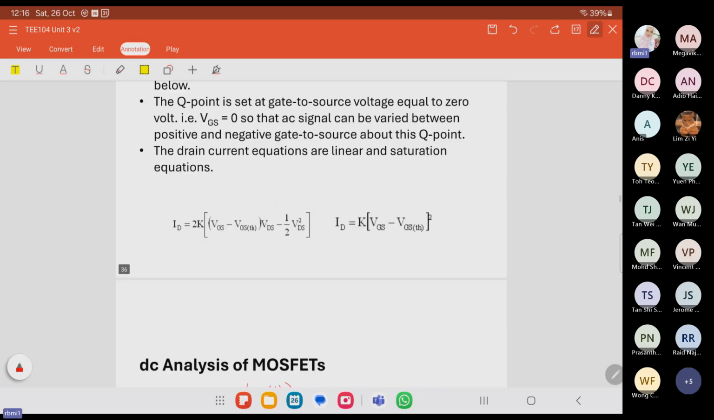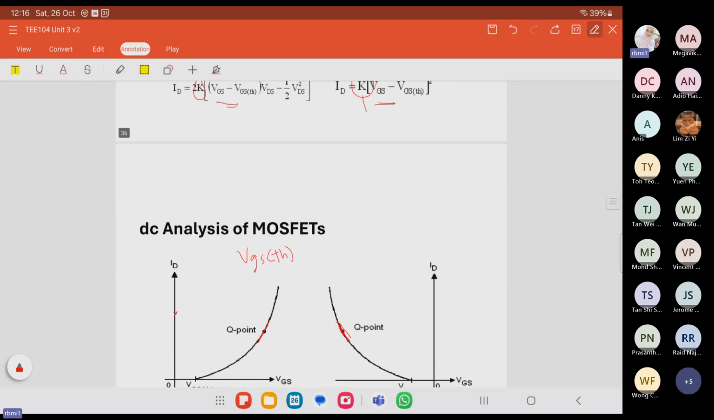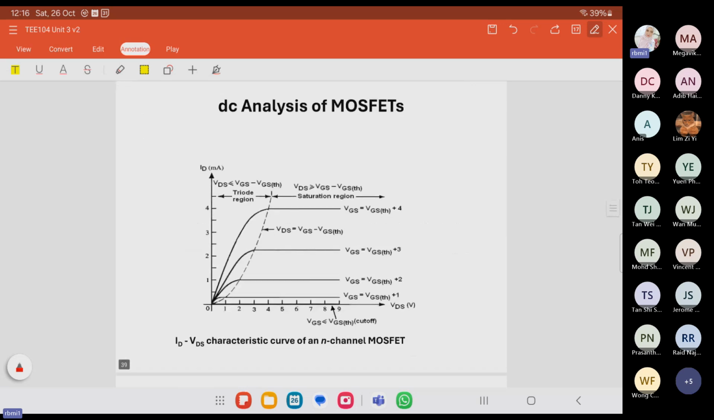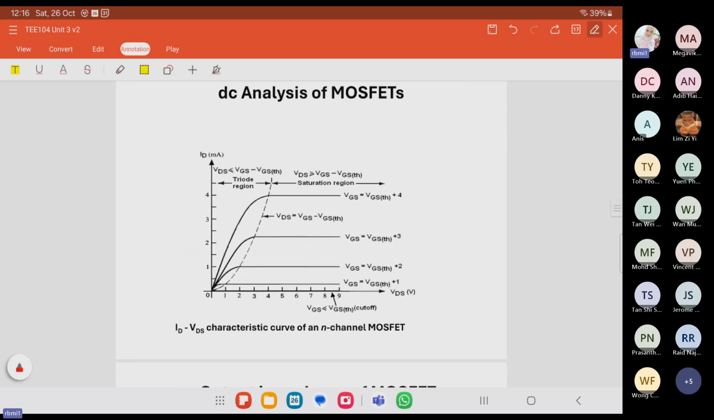Okay, let's see these expressions for the drain current. This is at the linear region. And this one is at the saturation operation region. And K is the transconductance parameter. This one is the transconductance parameter. Normally the value will be given. All right. This is the explanation for the DC analysis of the IV characteristic curve of the N-channel MOSFET.